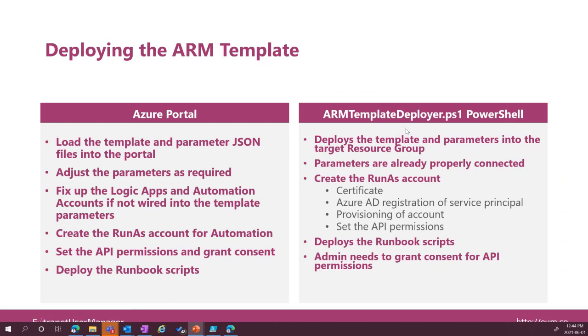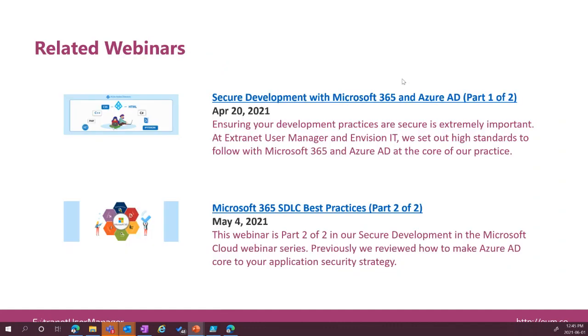And it does all the wiring up of the parameters, creating the run as account properly, deploying the runbook scripts that don't go as part of the default ARM template. The only thing you need to do is grant consent to the API from a permissions point of view, and you're all set. So I do have links here to the secure development webinar that I did in April and the software development lifecycle one that I did at the beginning of May. It goes into much more depth on those topics. So I encourage you to check that out from that point of view.